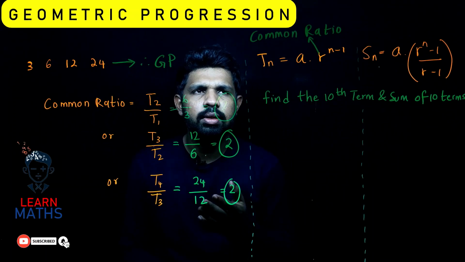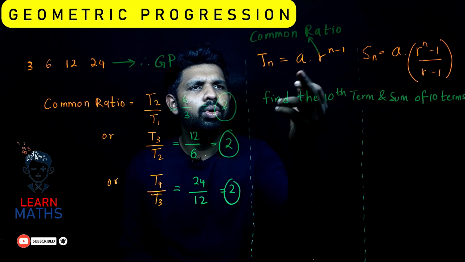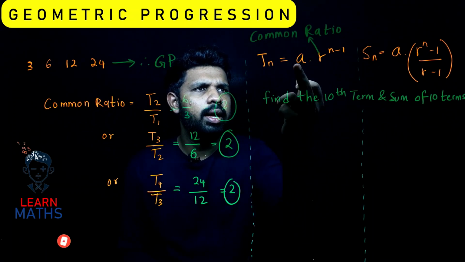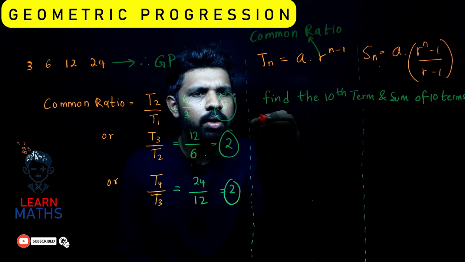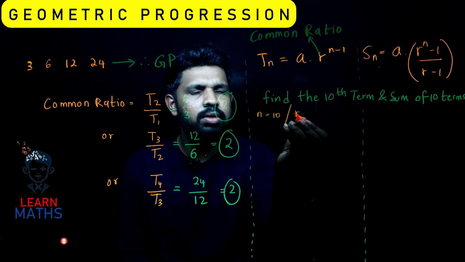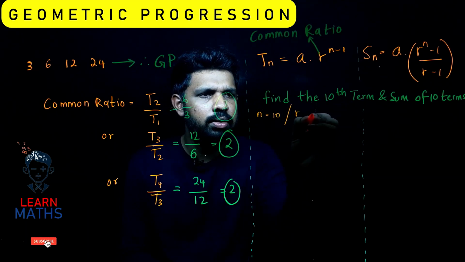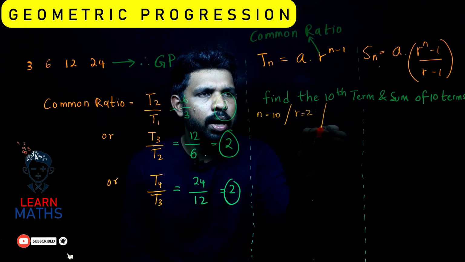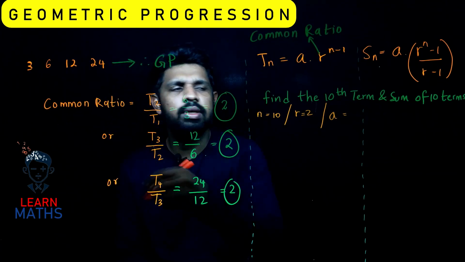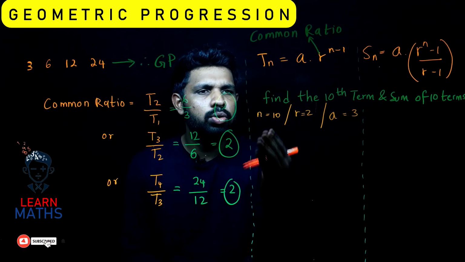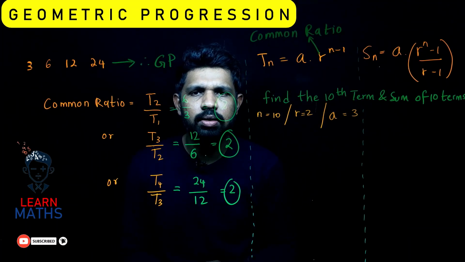To find the 10th term, from this formula, if you notice, we need to know n, a and r. Since we are finding the 10th term, n equals 10, and r, the common ratio, we found it here, is equal to 2, and a, the first term, from this sequence we know is 3. So using these three values, we can find the 10th term easily.